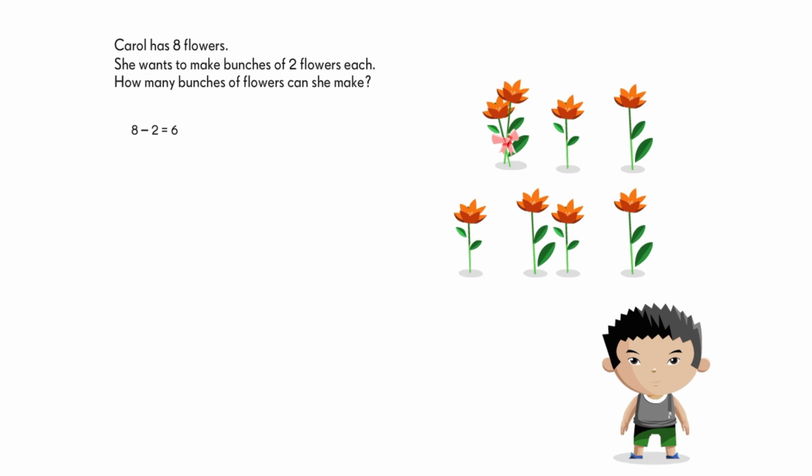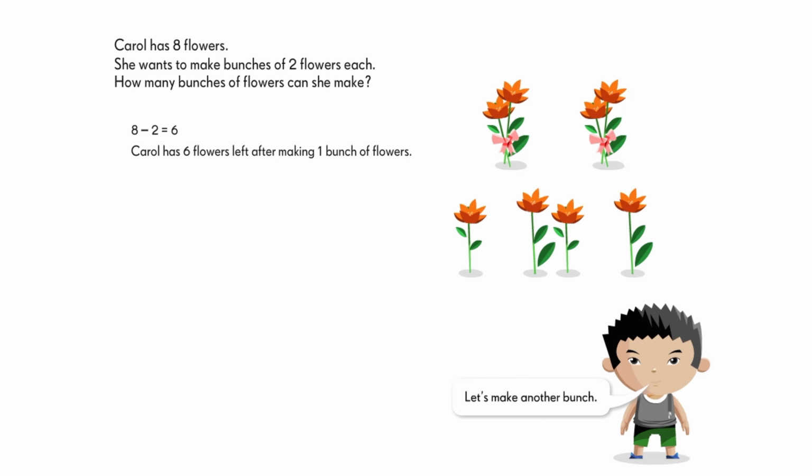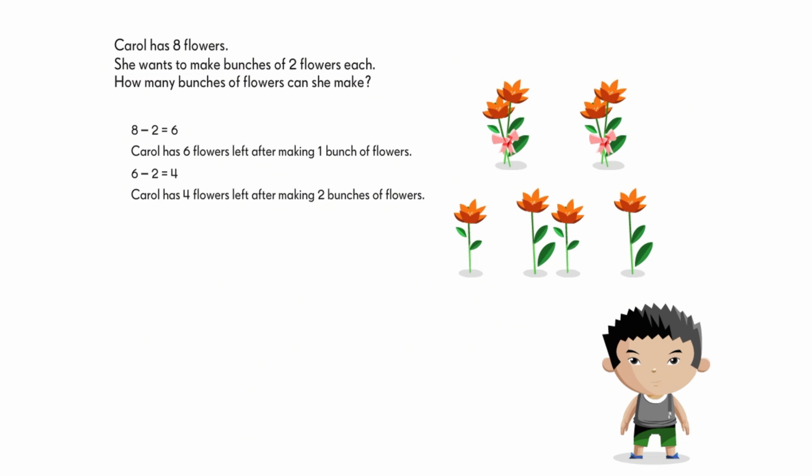Eight minus 2 is 6. Carol has 6 flowers left after making one bunch of flowers. Let's make another bunch. Six minus 2 is 4. Carol has 4 flowers left after making 2 bunches of flowers.